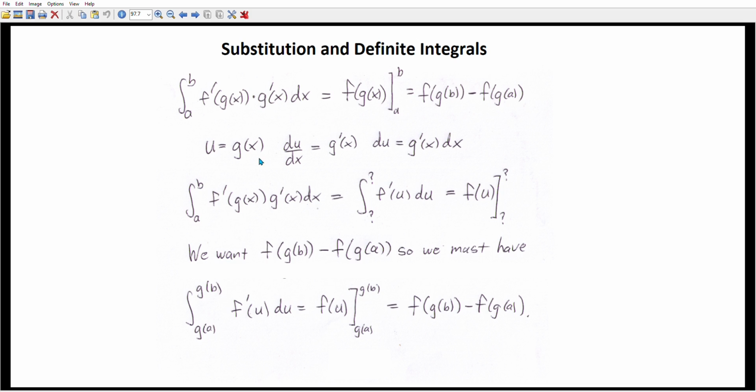And what you'll notice here is u is g of x. So these limits come from the a and b in x, and they are g of a and g of b, which is what you get when you put the a and b into our substitution.